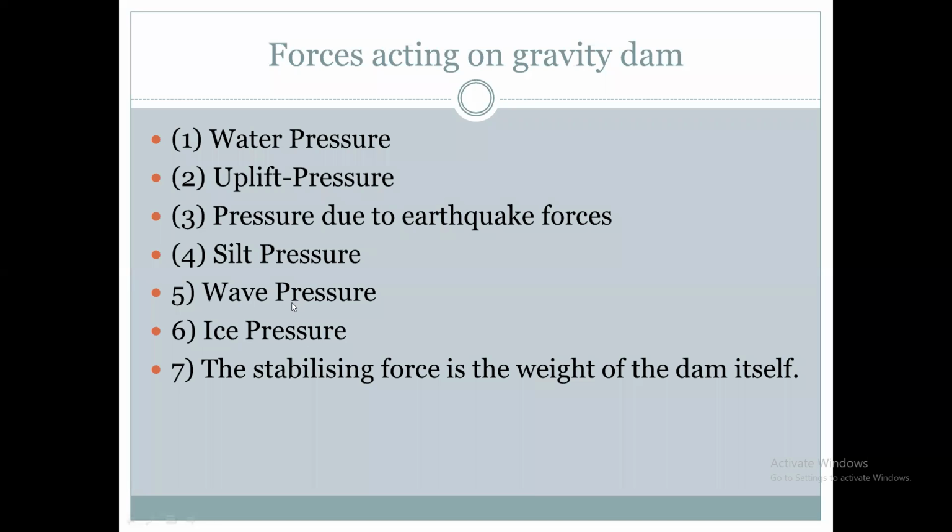In wave pressure, during tide situations, tide of the river, the wave pressure will act on the upstream face. Waves are created at the upstream face due to continuous flow of the river because of tides. They strike on the upstream face of the dam. That wave pressure is also considered.